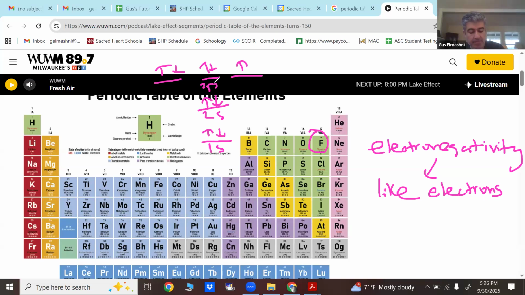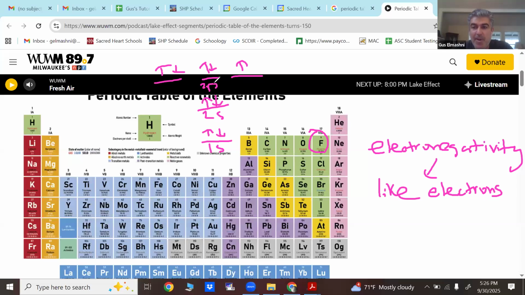Fluorine's thinking to itself, wow, I am so close to being full. It's kind of like, for example, my son likes Pokemon cards. He's got a little binder with these sleeves, and maybe he needs one more card to complete a set, or I don't know how Pokemon cards work. I'm just totally making this up.